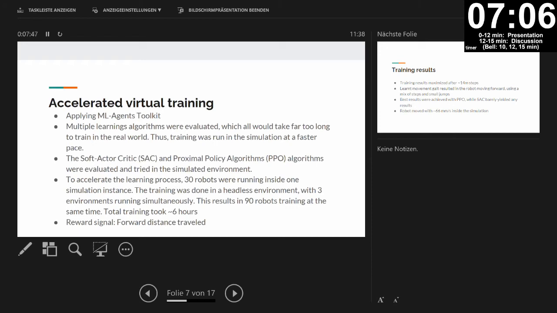And the interesting point is how the reward function will perform. If it goes up, we have a good reward, so we have good training. And if there is not a high reward, of course, this is not a good policy to use. So our reward signal, and this is very important, is the forward distance traveled by the robot.